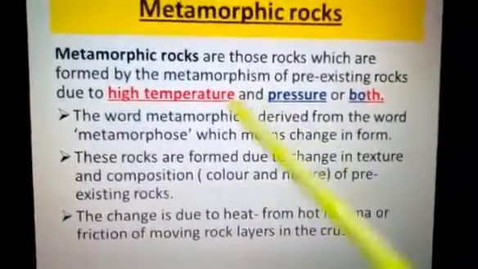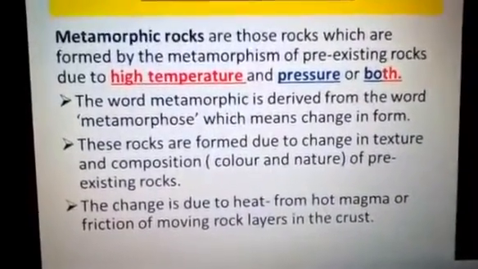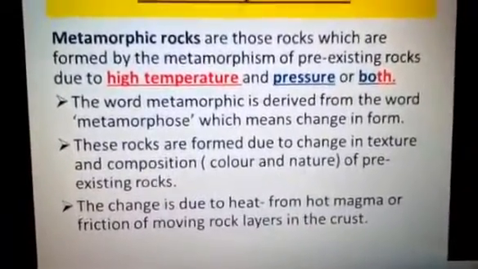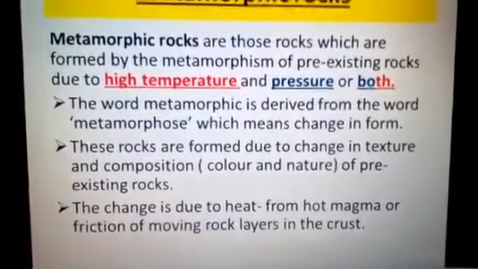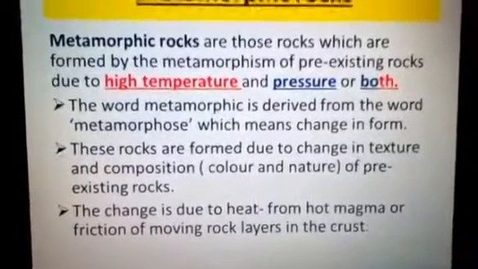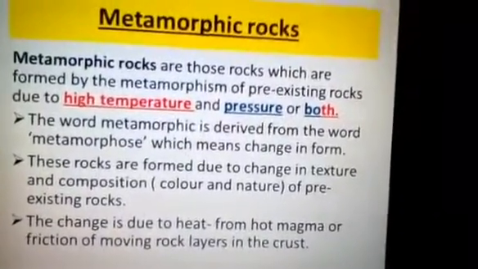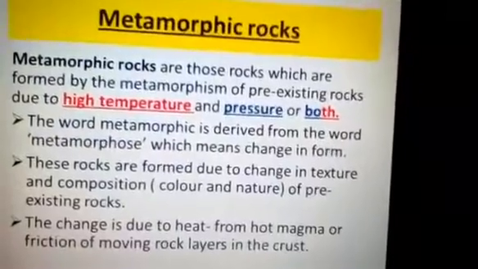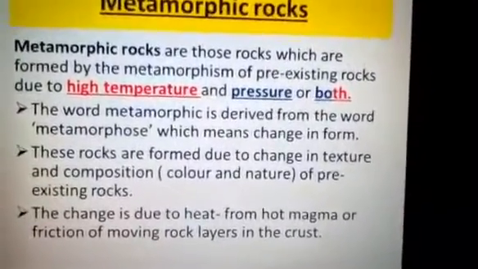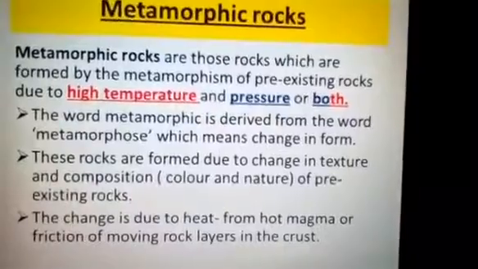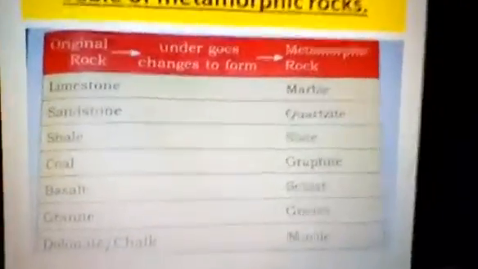The word metamorphic is derived from the word metamorphose, which means change in form. We all know this word when we understand that the caterpillar goes through metamorphosis and turns into a butterfly. So here the metamorphic rocks are those rocks which have changed and become different rocks due to the influence of high temperature. For example, slate is formed from clay and graphite is formed from coal, and the heat is, as I said, from the hot magma and from the friction of the moving rock layers. So heat can also be from two areas.